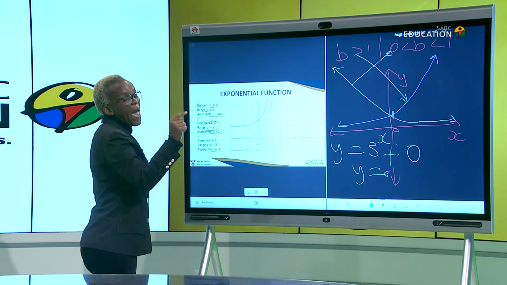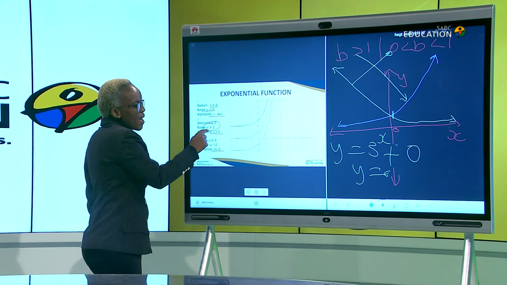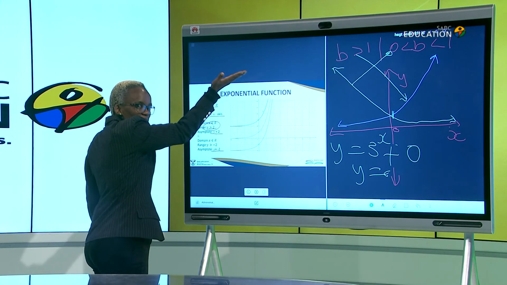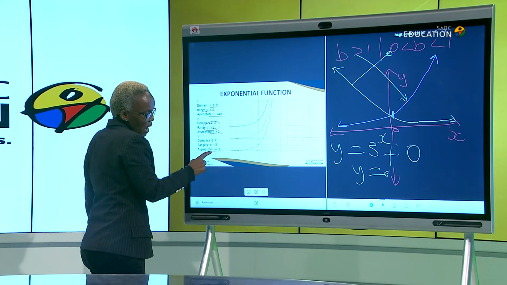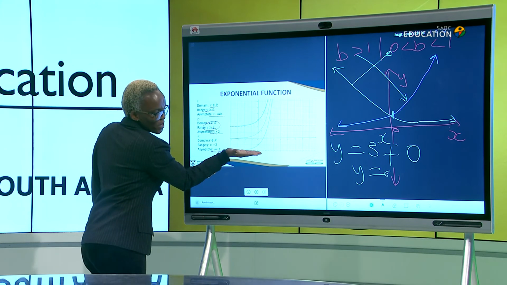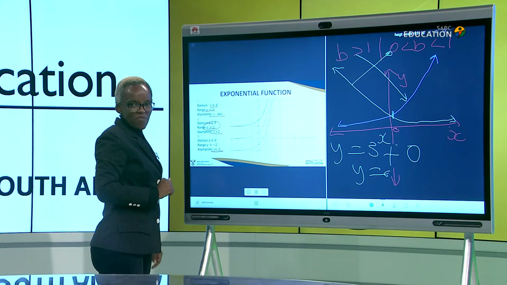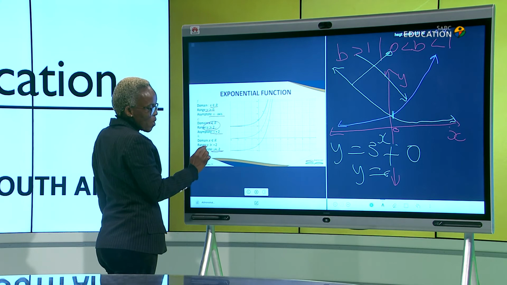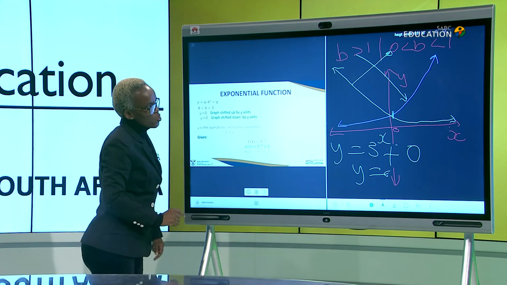Because our A is positive, it lies above, therefore y is greater than 2 because the graph is defined above 2. Now this time it is above minus 2, which is our asymptote. So it lies above minus 2. So our range will be y greater than minus 2.